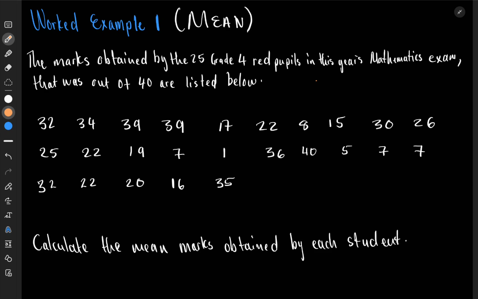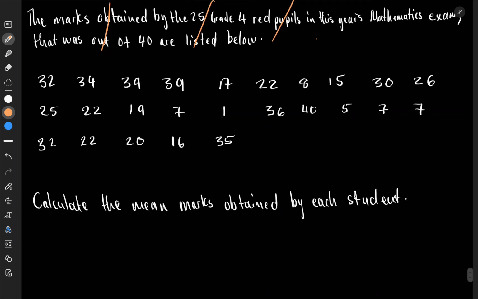We don't have to really read this. Calculate the mean marks obtained by each student. So the moment they say mean, we know they're talking about X bar. So what do we do?